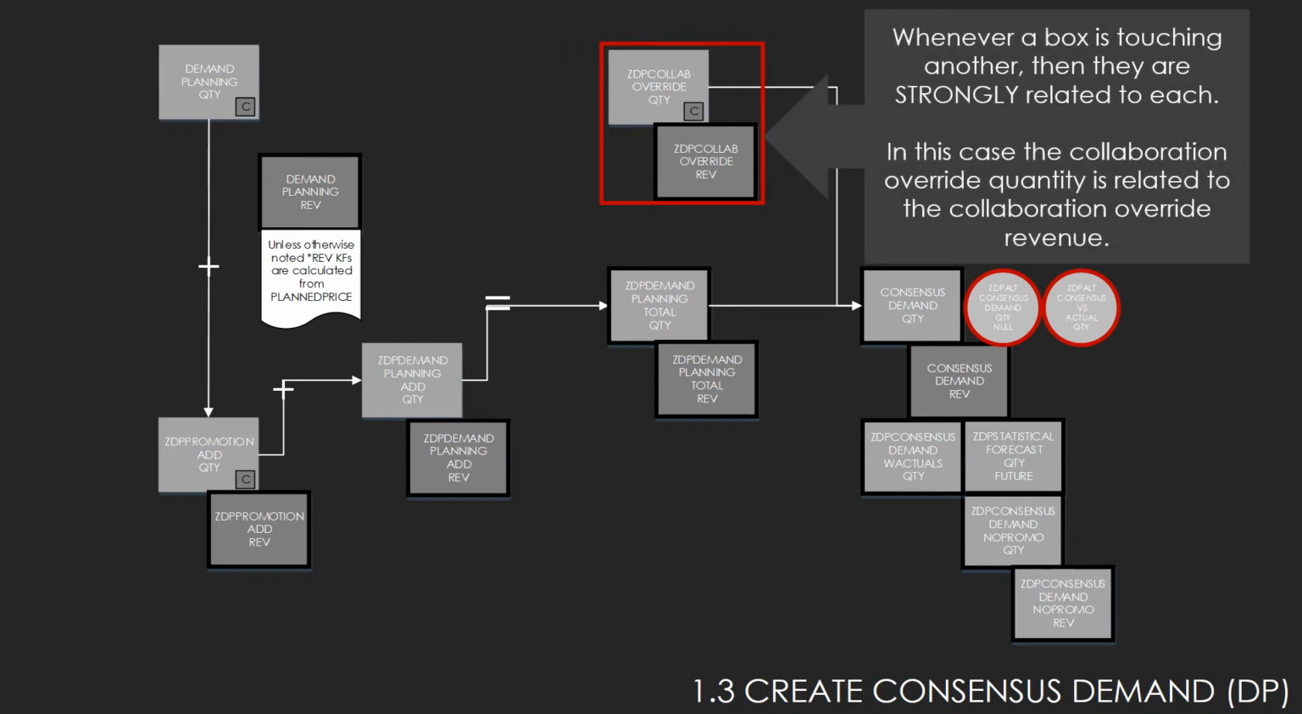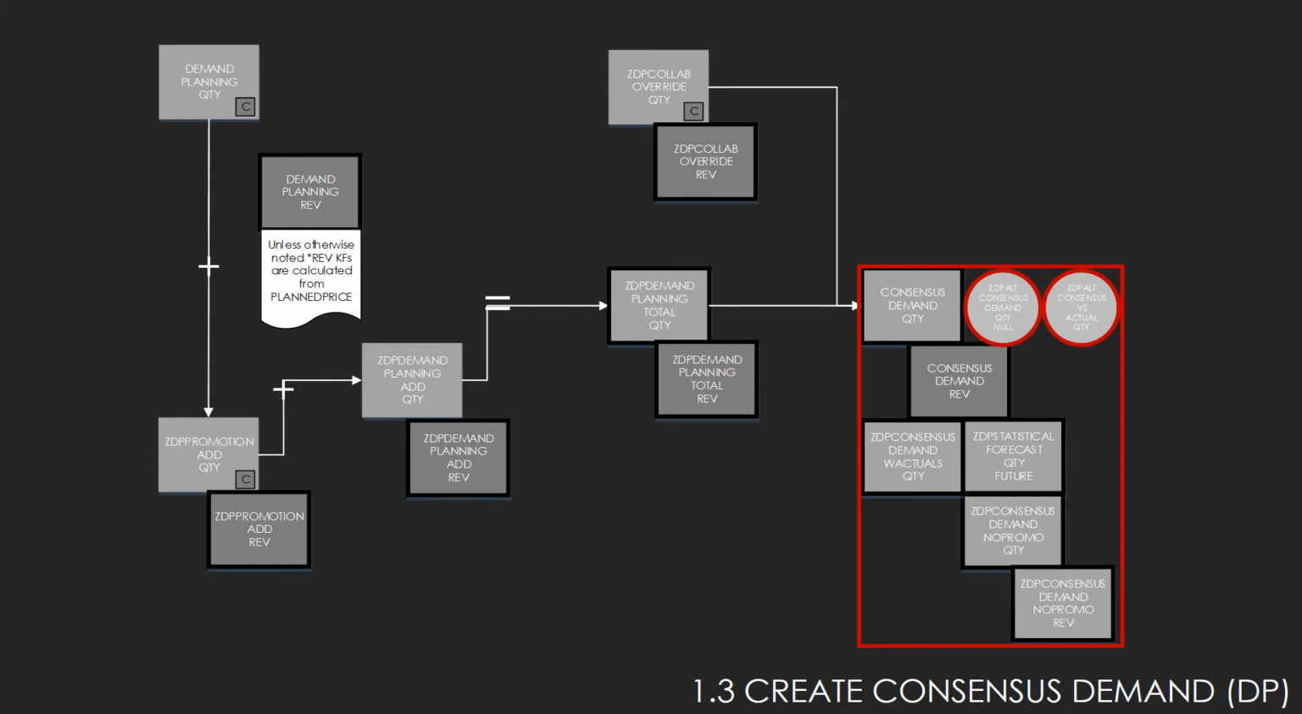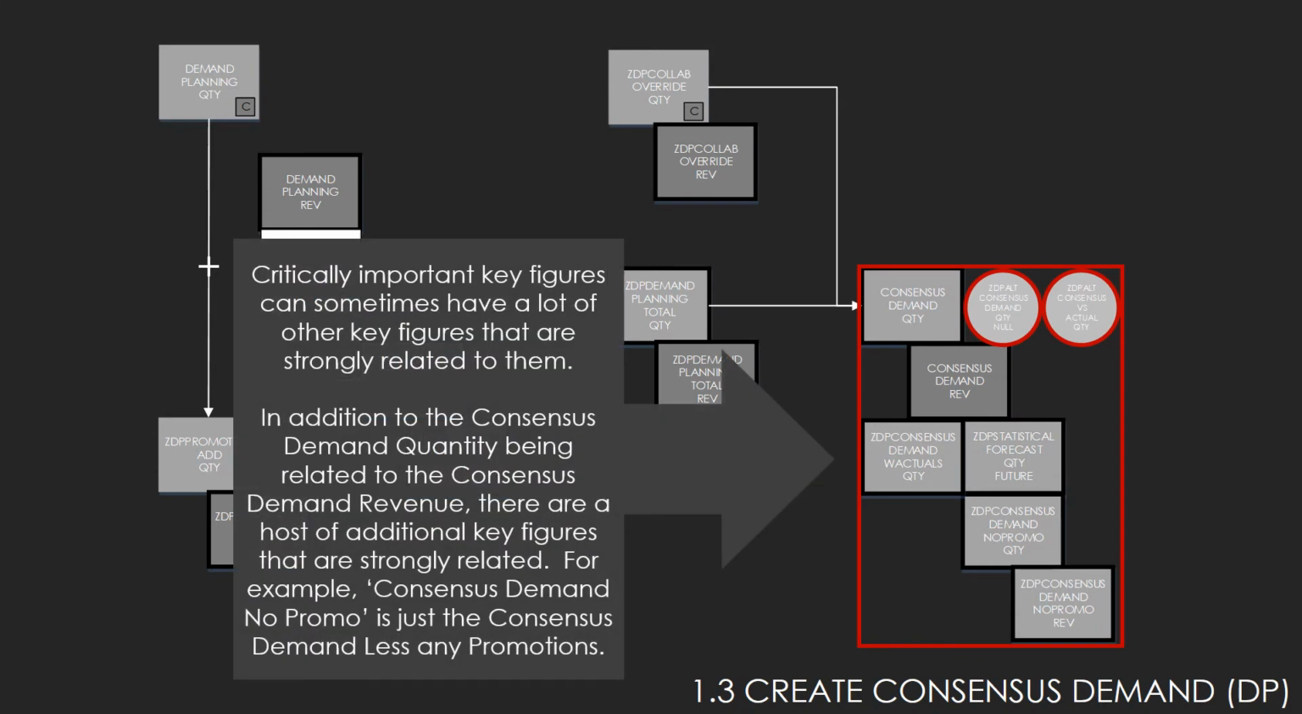Whenever a box is touching another, then they are strongly related to each other. In this case, the collaboration override quantity is related to the collaboration override revenue. Critically important key figures can sometimes have a lot of other key figures that are strongly related to them. In addition to the consensus demand quantity being related to the consensus demand revenue, there are a host of additional key figures that are strongly related. For example, consensus demand no promo is just the consensus demand less any promotions.